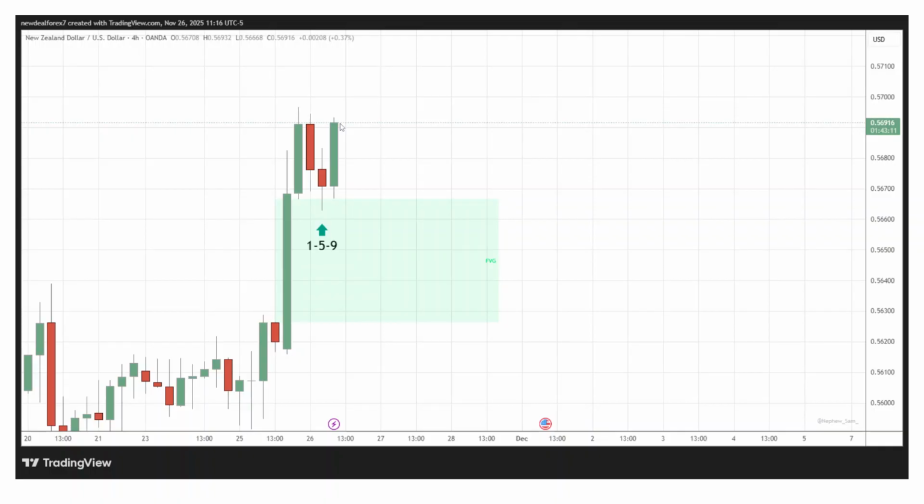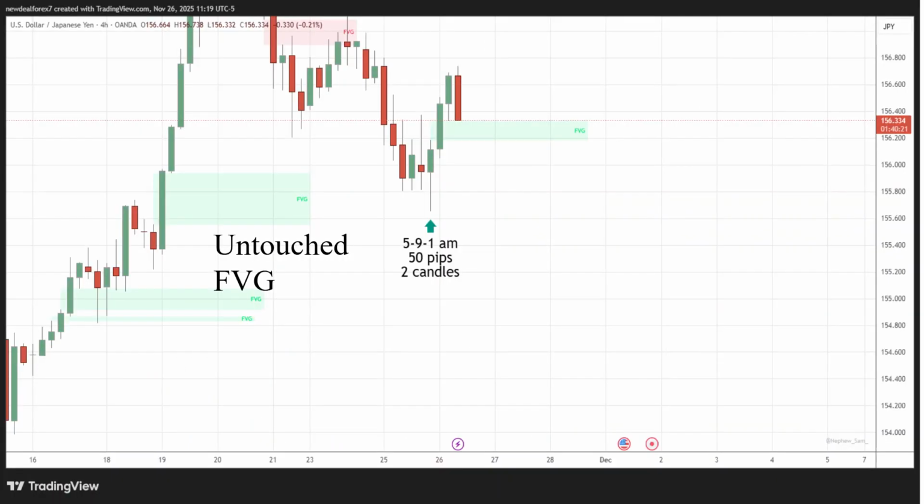Okay, this was an easy profit for me. It was very simple. Here was another one. We have this large fair value gap here. So if you're using this method, you're not trading all up here. You're going to be patient and wait for price to eventually retrace into the gap. Okay, now it's touching into the gap.